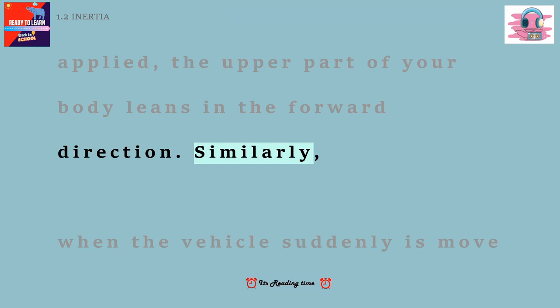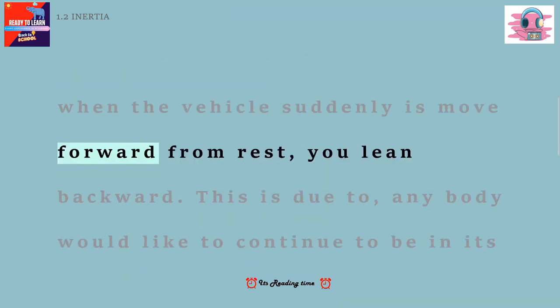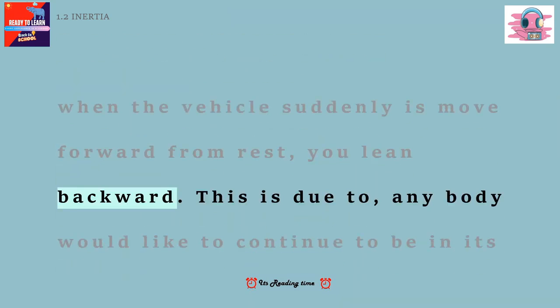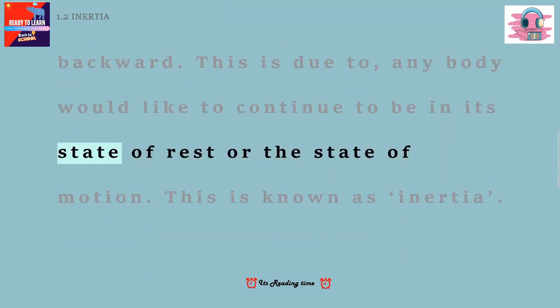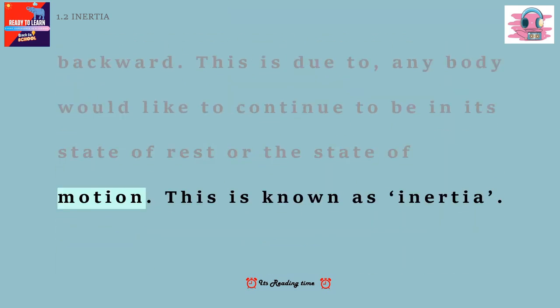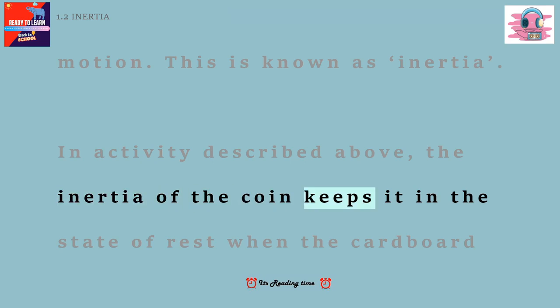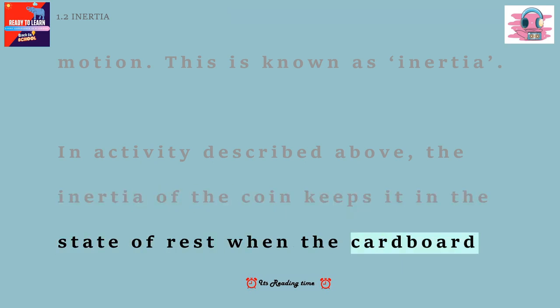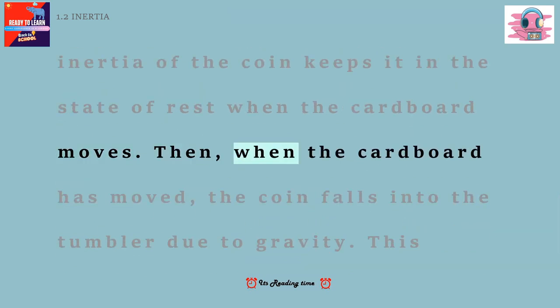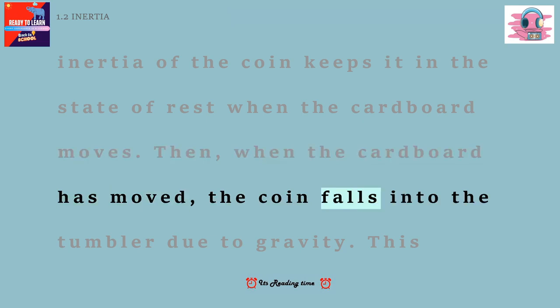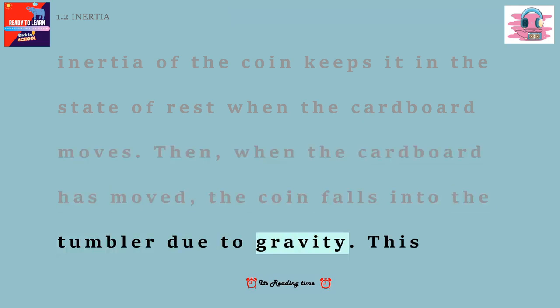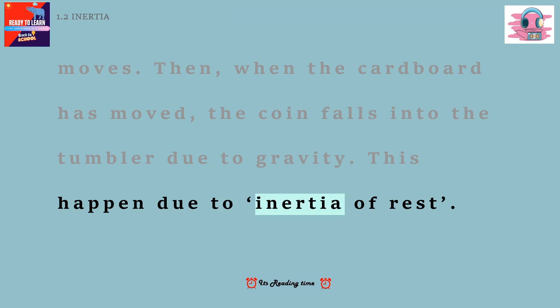Similarly, when the vehicle suddenly is moved forward from rest, you lean backward. This is due to any body's tendency to continue to be in its state of rest or the state of motion. This is known as inertia. In the activity described above, the inertia of the coin keeps it in the state of rest when the cardboard moves. Then, when the cardboard has moved, the coin falls into the tumbler due to gravity. This happened due to inertia of rest.